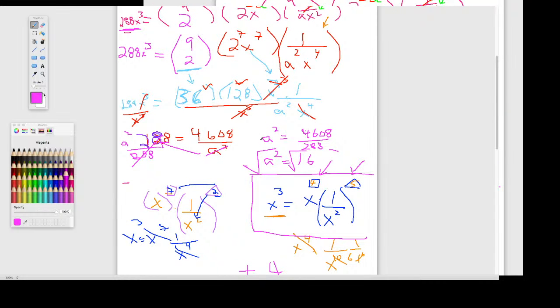What is 36 times x to the 7? This x to the 7 gets cancelled with x to the 4, Kelia, so you get x to the 3. Okay, and then 36 times 128 is 4608. So you have 4608. All right, so that takes care of this, and my x, and then you have your a squared on the bottom, which is here, a squared.